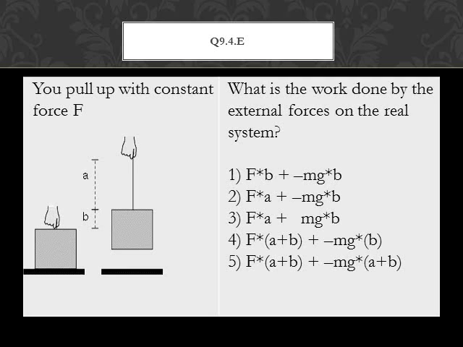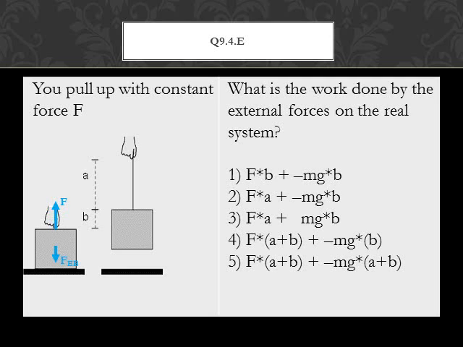So again, we have a force F acting up, and it's on the surface of the Earth, so we have a force of gravity. So pick which answer is the correct work done by the external force on the real particle system. Well, let's figure out what work should be done on the real system by the external forces.